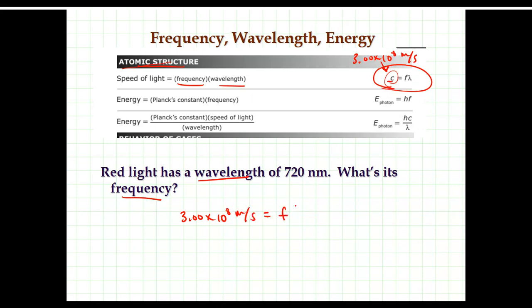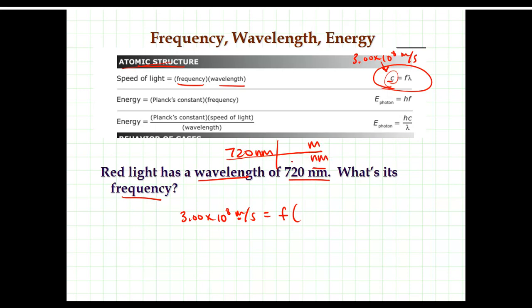So I'm going to put frequency in here. I don't know what it is yet, and I'm going to plug in wavelength for wavelength, except here's a problem. I have nanometers, I have meters. That's not a match. I need to turn my 720 nanometers into meters because this meters and those meters need to match. So we're going to do a quick review of metric conversions. So 720 nanometers. Remember how many nanometers are in a meter?